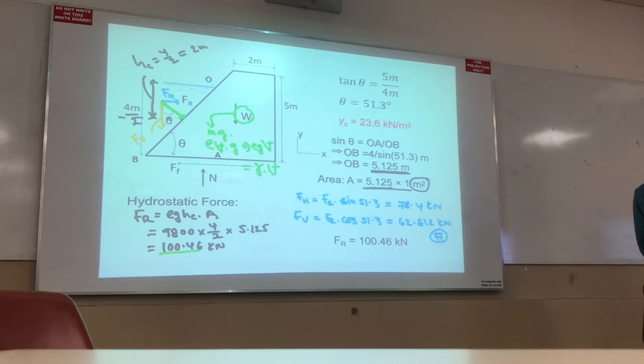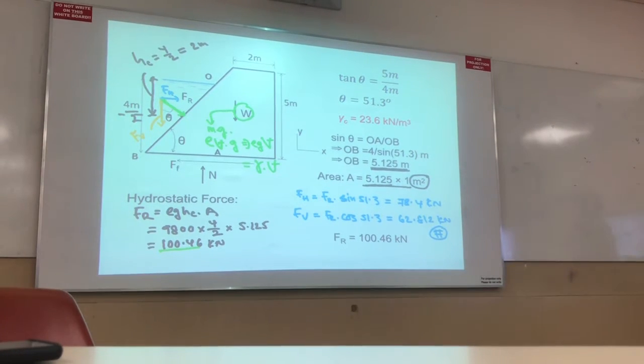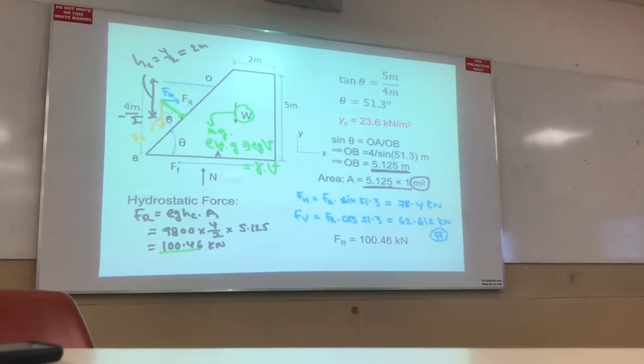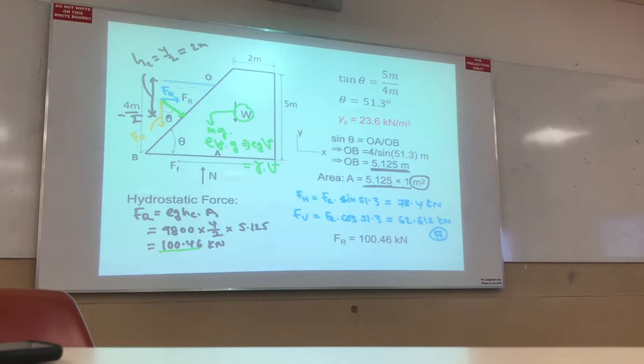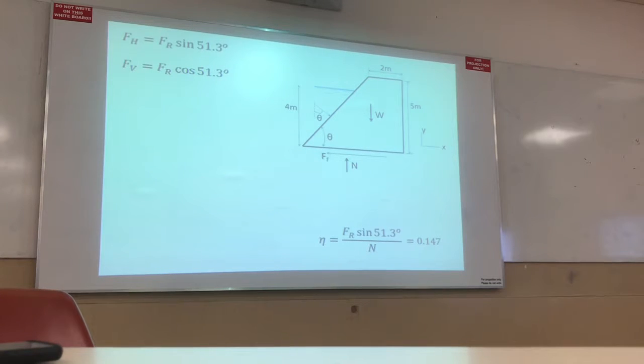What is the volume? Tell me. Area of the trapezium times the distance from the Z. Correct? Then V is easy for me now. Alright? So can I go to the next slide? Yes, you can. Okay. So FH I know.